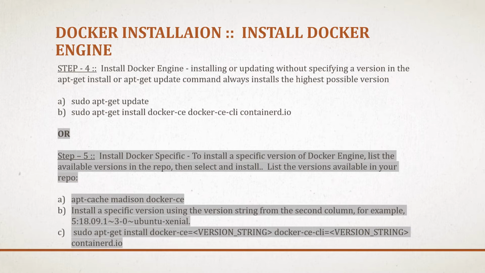downloaded for us. But if you want a specific Docker installation, then we should mention the version that we need, the same for Docker CLI and containerd. So for that, we can run this apt-cache madison docker-ce command, which will list all the versions, and you can copy one of the versions which is stable, and then use that version instead of the version string in both places. So this will give you a specific installation of Docker.